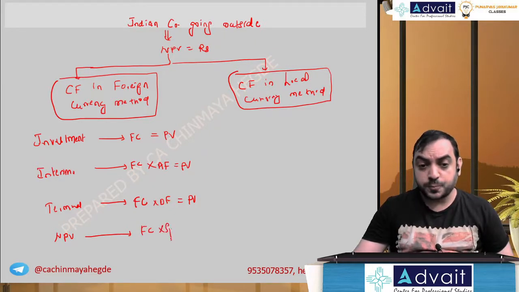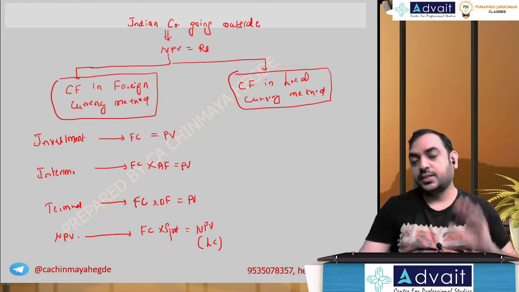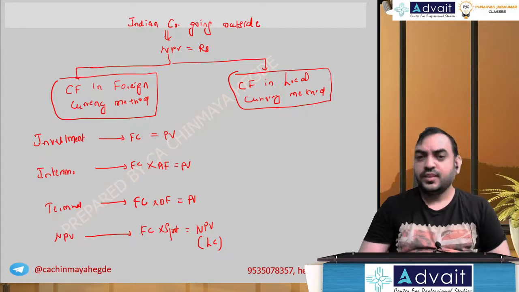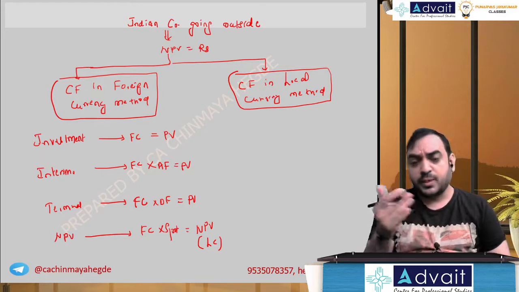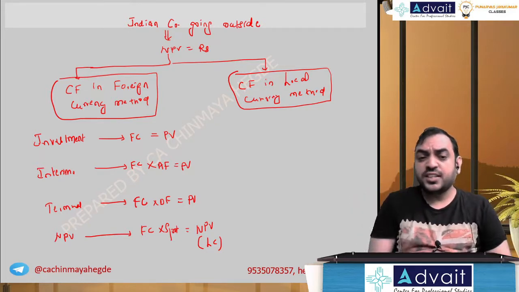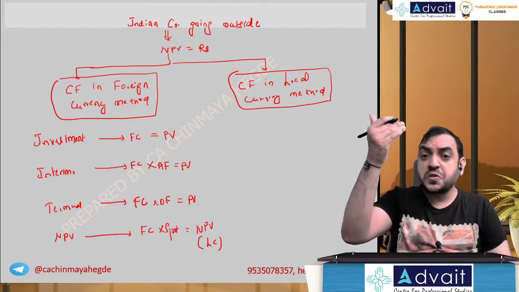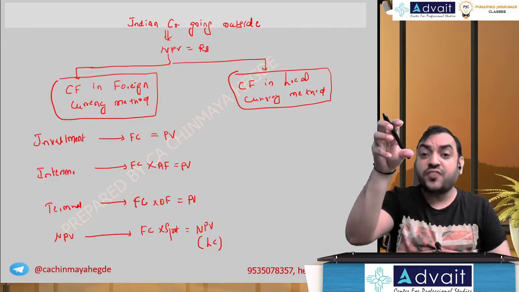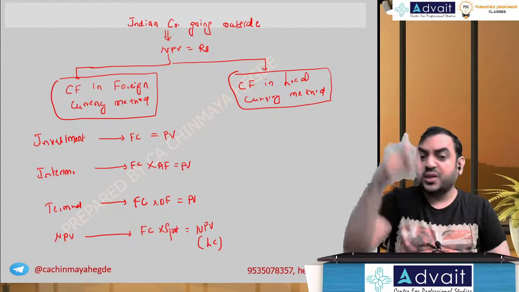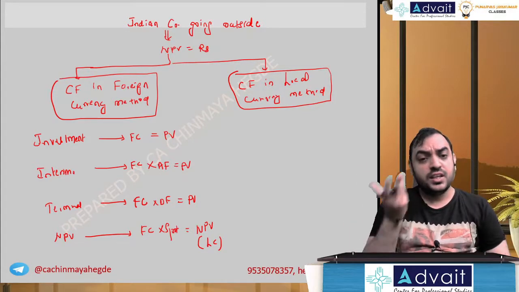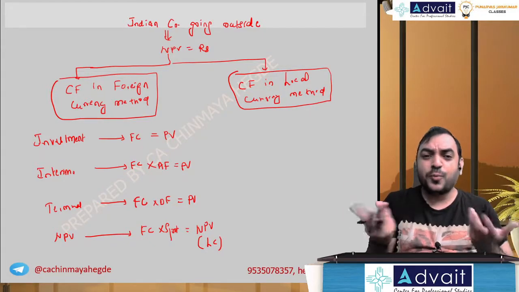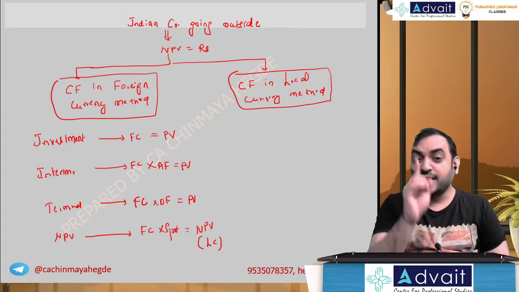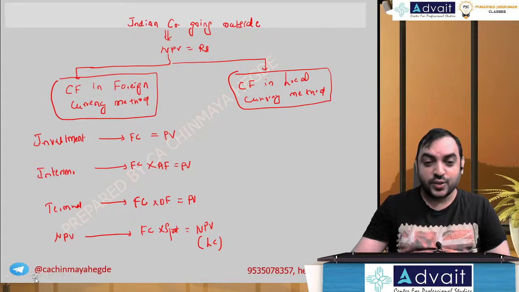Then I multiply it by spot rate. That's what we'll get, NPV in local currency terms. Initial cash flow in foreign currency, interim cash flow in foreign currency multiplied by annuity factor, you get present value. Terminal cash flow after the project is over multiplied by that year's discounting factor, only 1 year. So you multiply the discounting factor, you get present value. NPV therefore in foreign currency terms multiplied by spot rate, you get NPV. What's the problem? Simple, right? There is one catch. What is that one catch?